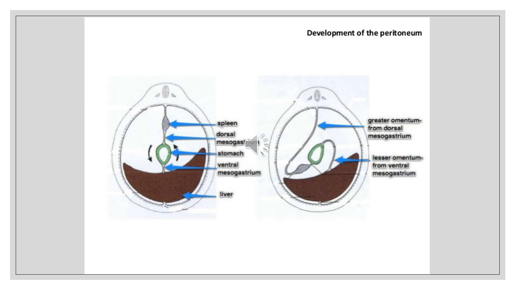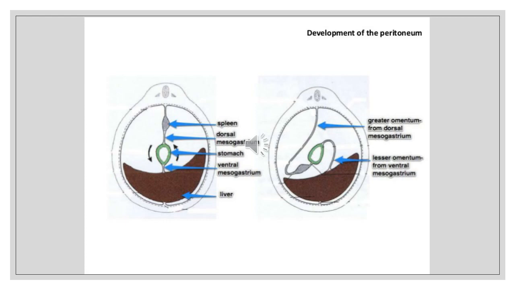When coming to the cranial or upper part of the dorsal mesogastrium, that develops the spleen. So the spleen develops in relation to the cranial part of the dorsal mesogastrium and divides this cranial part into a dorsal and a ventral part. The ventral part forms the gastrosplenic ligament, connecting the fundus of the stomach and the spleen.